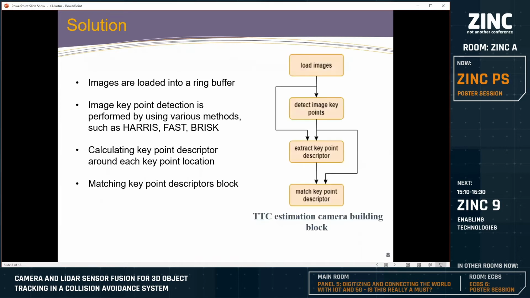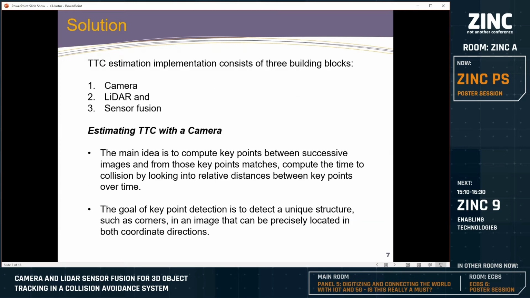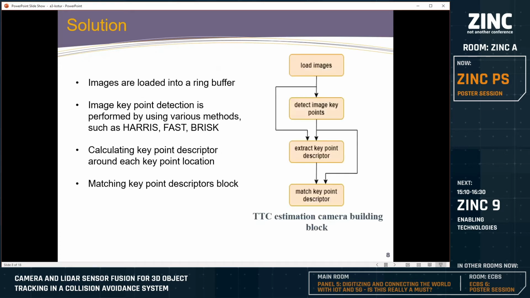The goal of key point detection is to detect a unique structure, such as corners, in an image that can be precisely located in both coordinate directions. As you can see in the figure, the images are loaded into a ring buffer. The buffer gives us images at every point in time, and all these images are routed through an information pipeline into the key points detection phase.